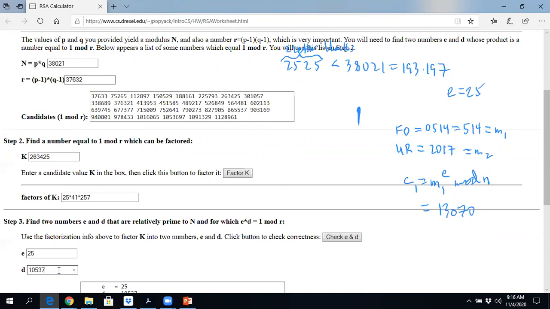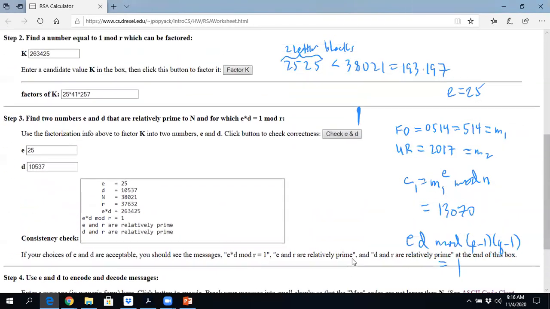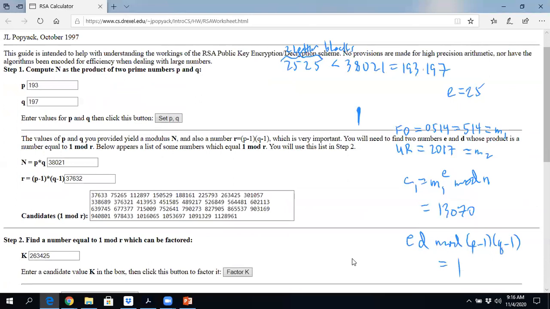So this E and D, when I multiply them together and take it mod P minus 1, Q minus 1, we have a specific number here, but that is 1. Okay, where E and D are these two numbers, right? And it turns out so long as E and D are inverses of each other, modulo P minus 1 times Q minus 1, we will be able to decrypt things. Okay, so let's go back over here.